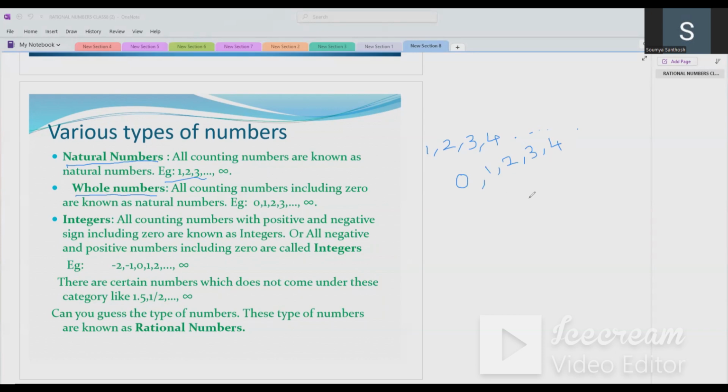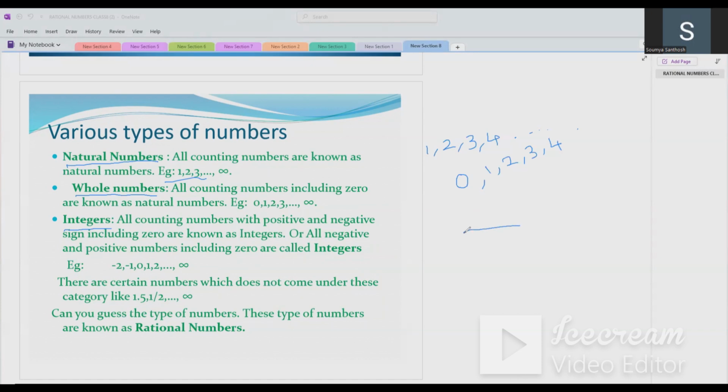After learning whole numbers, you have learned about integers. So, what is meant by integers? Integers are again all counting numbers with positive and negative numbers. All positive numbers and negative numbers, including the 0, are called integers.